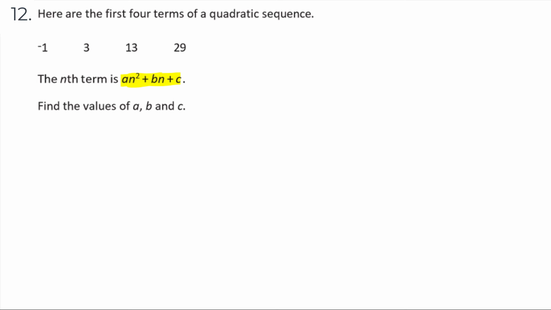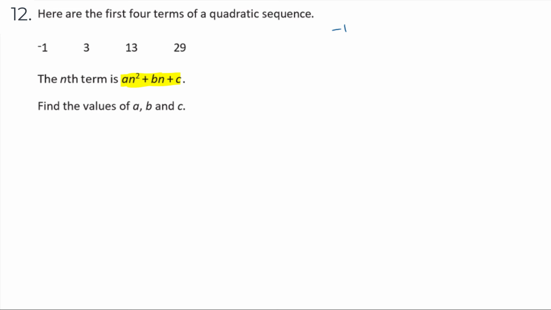Now, people teach this in different ways. I know a lot of teachers teach it as finding the second difference and halving that, and that's going to be your n squared term, and then doing a bit of jiggery pokery to find the b and the c part of it. I'm not a big fan of that method because I don't think it makes sense to students why it is what it is.